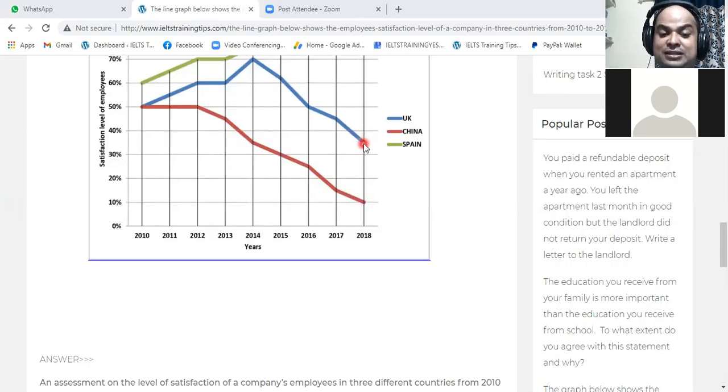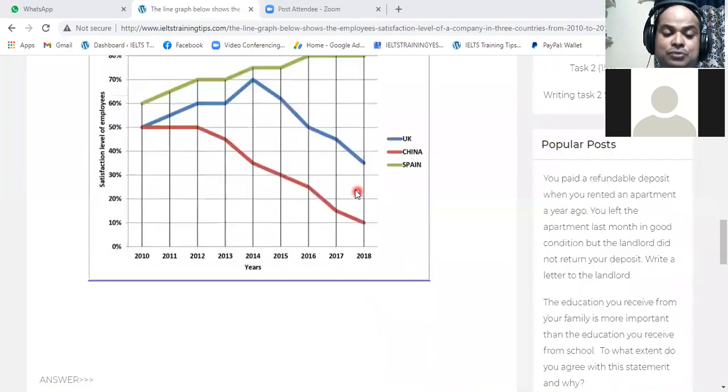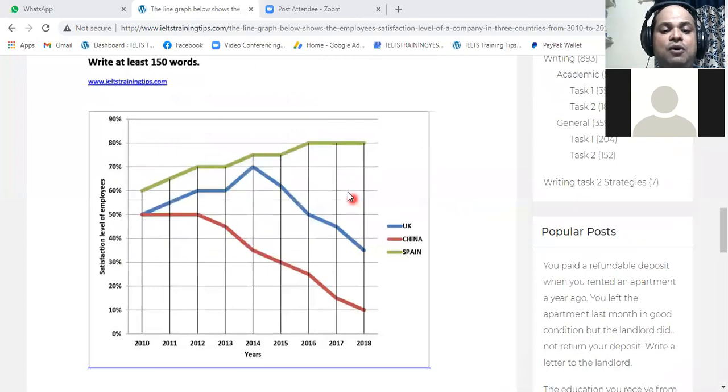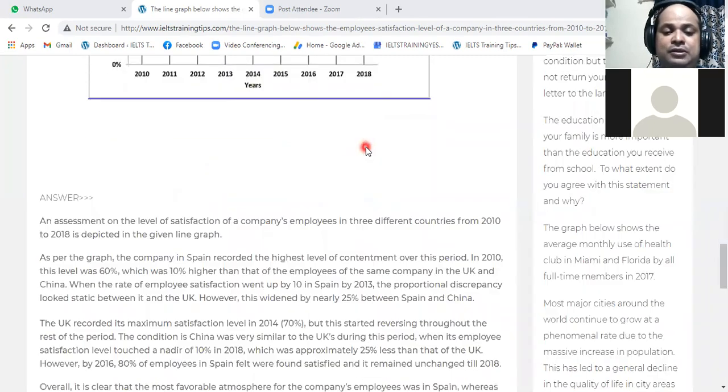So it is clear what it is here. However, by 2016, 80 percentage of the employees in Spain felt satisfied, and it remained unchanged till 2018. So 80 percentage by 2016 were satisfied, and it remained the same till 2018. This is what we can see here at the end. So this is the picture here.